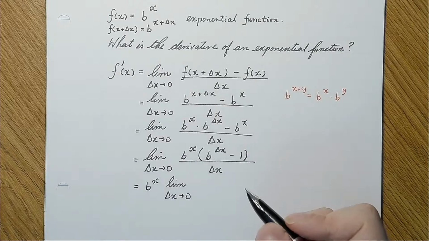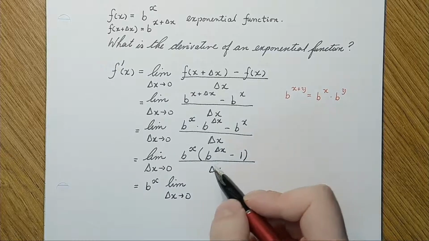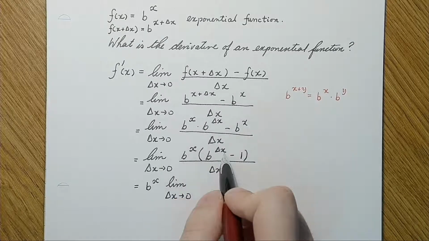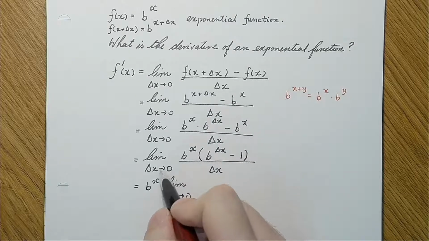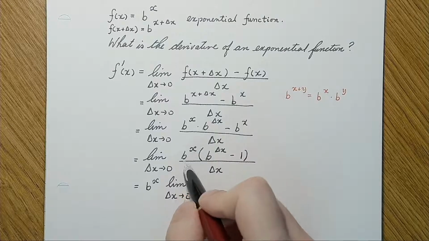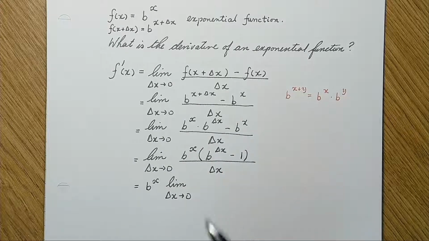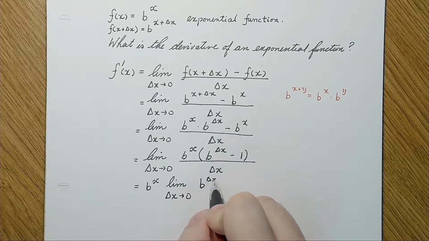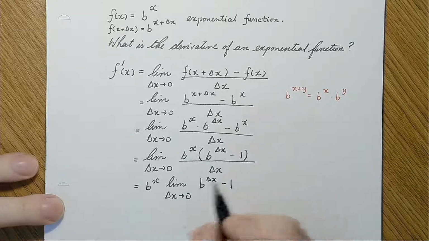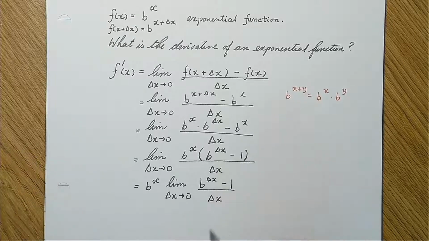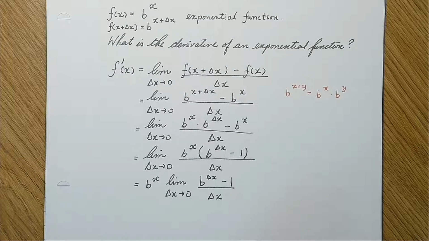Or if you're really concerned, what I've done is I can apply the limit to each of these, so this one and this one. And because the limit as delta x goes to 0 of b to the x is still just b to the x, everything is legal. So I'm left with this.